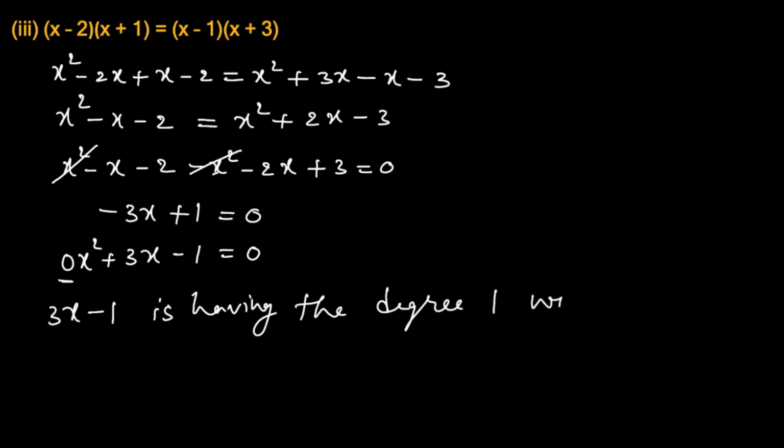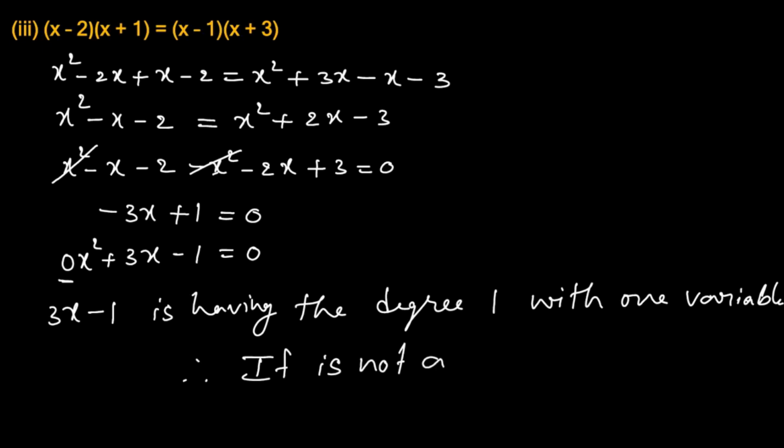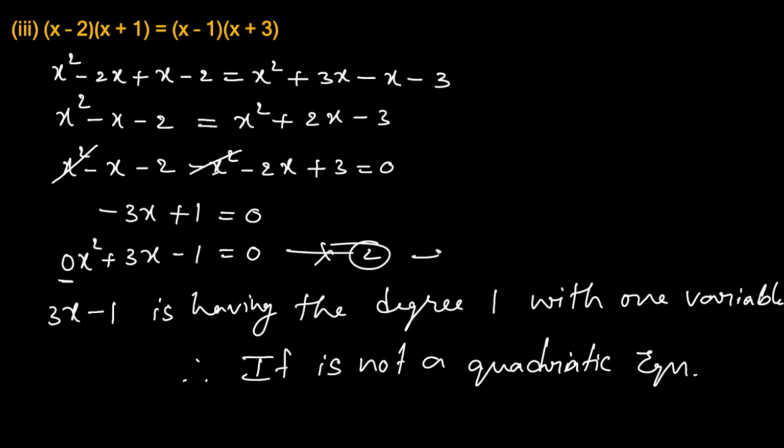the degree 1 with one variable. So, the condition is not satisfied. Therefore, it is not a quadratic equation. A quadratic equation must have the degree of 2, but it is only having 1. So, that's why it is not a quadratic equation.